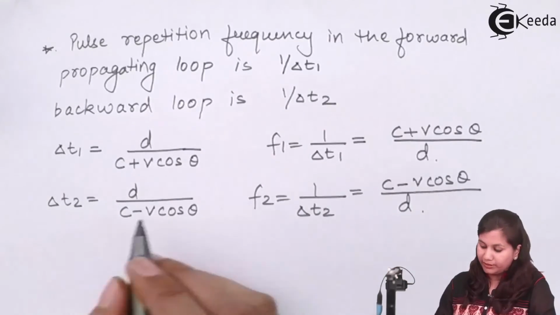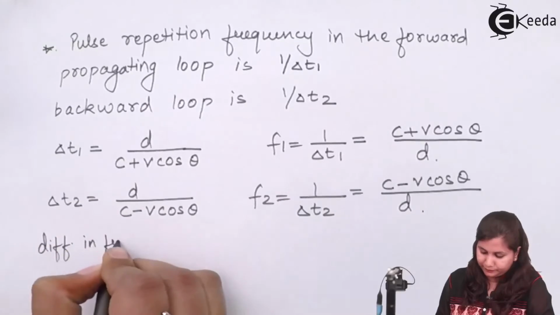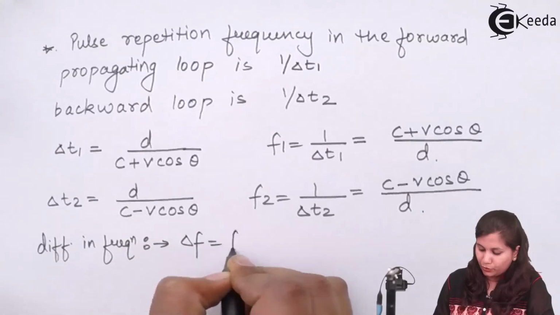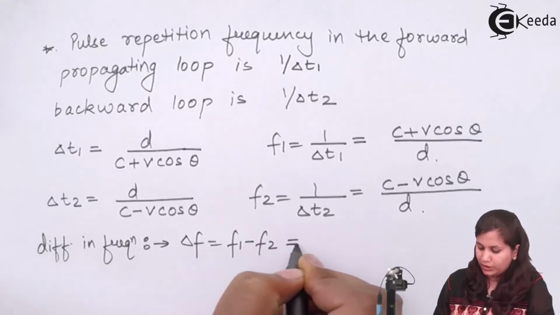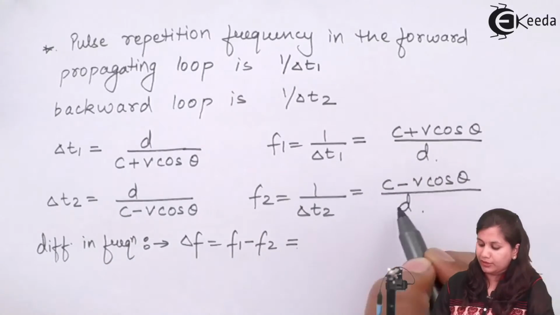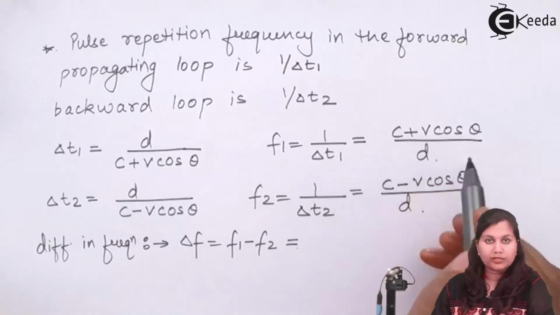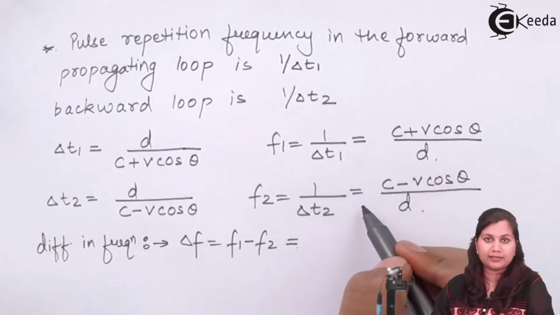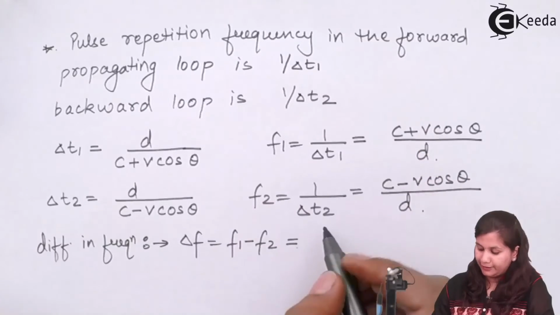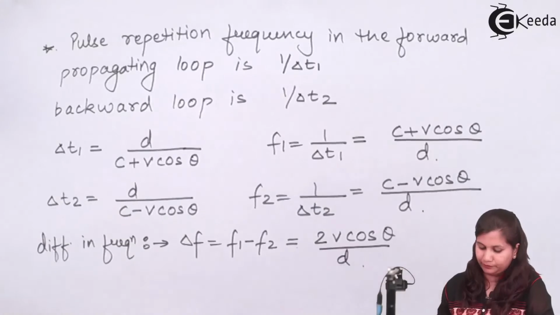Now if we find out the difference in the frequency, which is del f equals f1 minus f2, that is (c plus v cos theta) upon d minus (c minus v cos theta) upon d. When we solve this, we will get 2v cos theta, because c and c will cancel, the minus sign will be there, and this minus will be changed into plus. So it will be added. You will get 2v cos theta upon d.